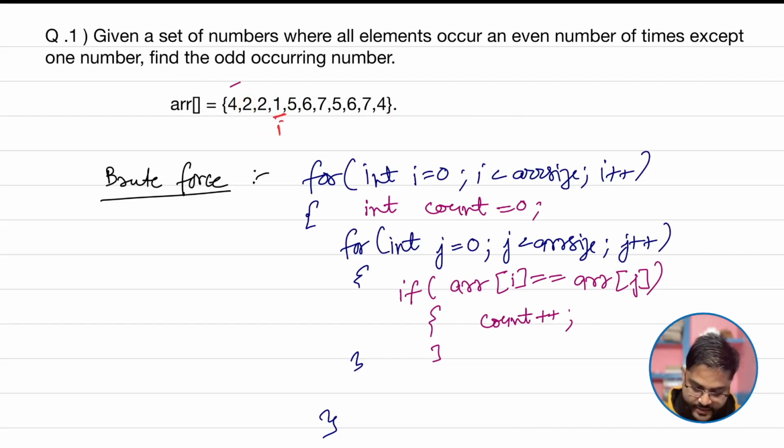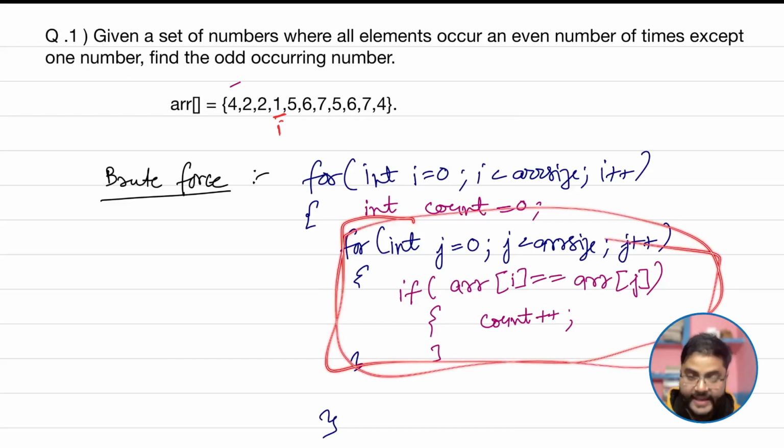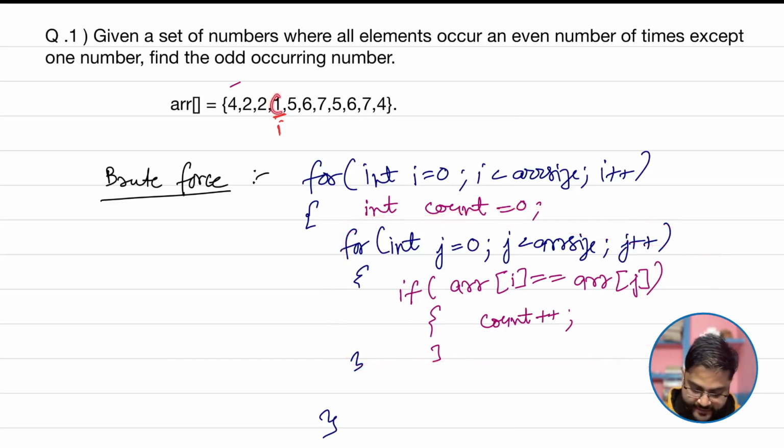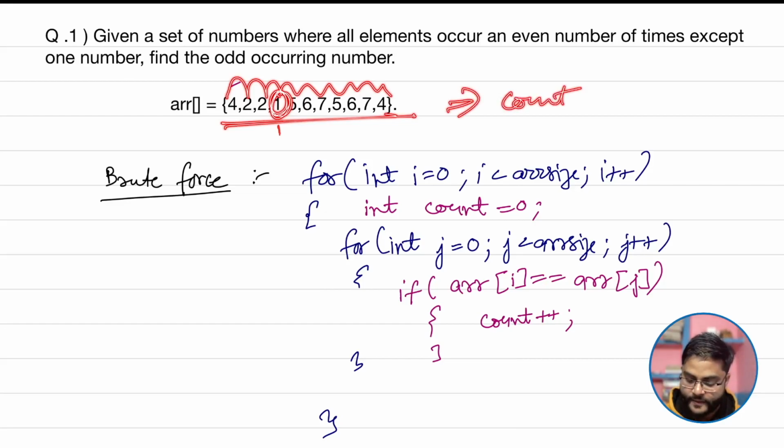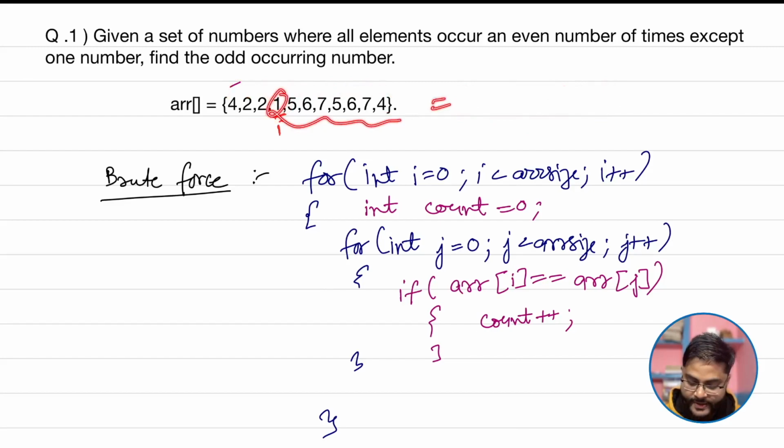When I will be here, what will I do? I'll keep traversing it. After traversing this loop, when I'm at this position, I'll keep checking on the complete array. So now my count value will be 1. After traversing it, my count value will be 1. So do I need to check further? No, right? So now here I will check for one more condition.